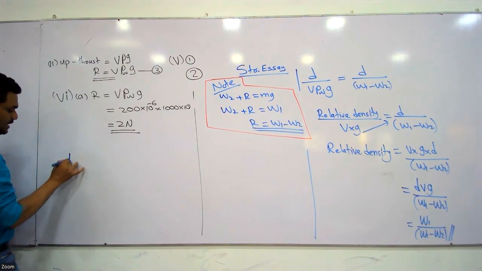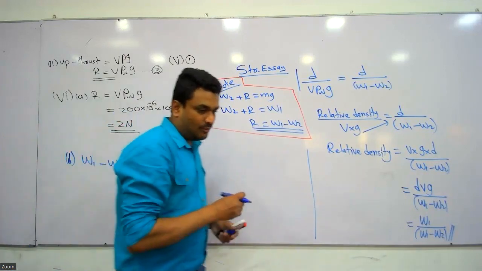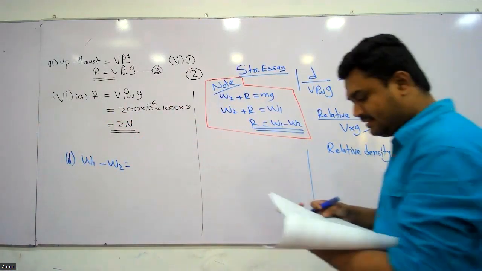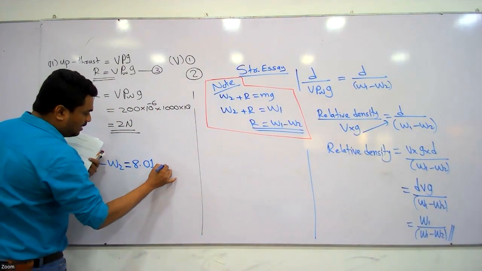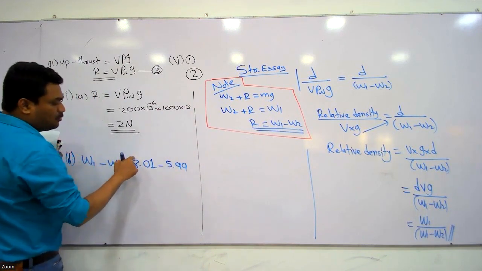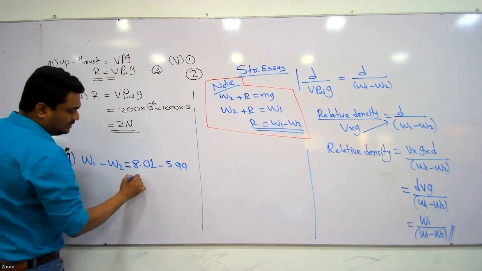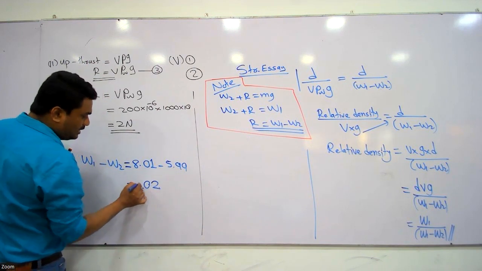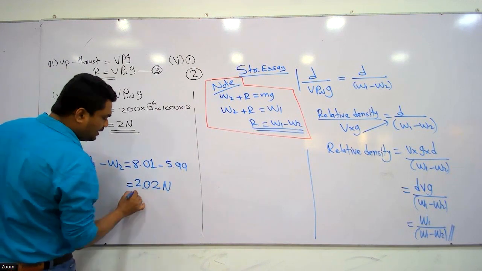Roman simple B. W1 minus W2. They have given W1 as 8.01. W2 is given as 5.99. You have to take one to this side, another one to this side. So this will be 9, 10 plus 1, 11. 11 minus 9 is 2, 9 minus 9 is 0, 7 minus 5 is 2. So 2.02 Newton.